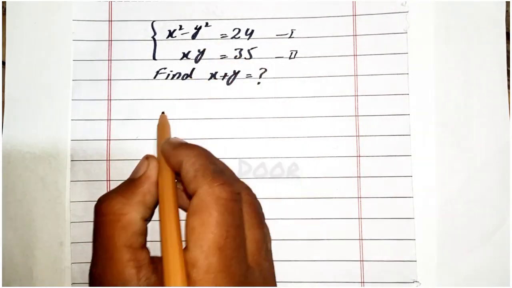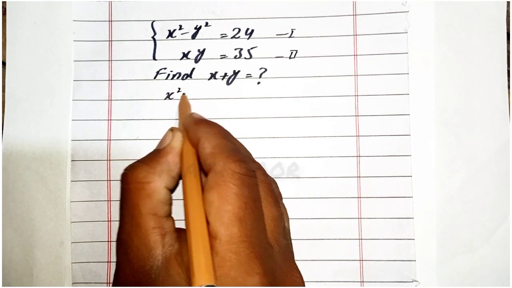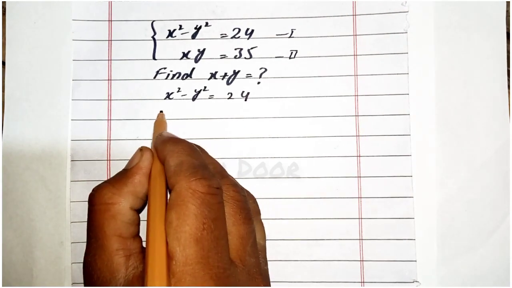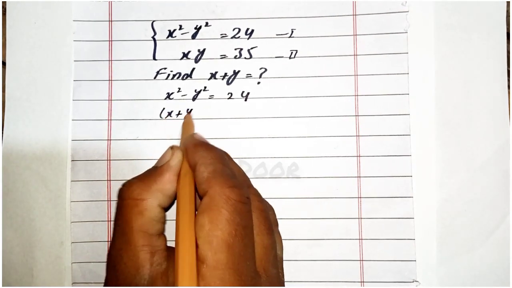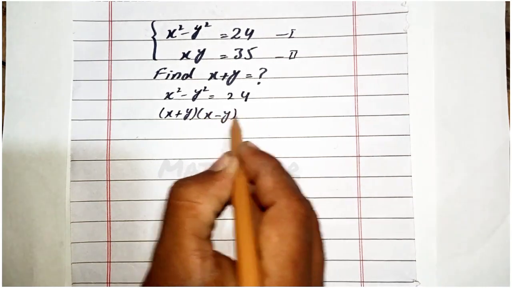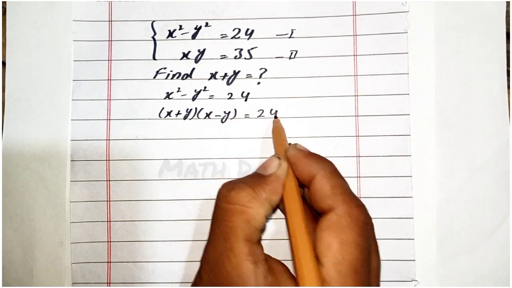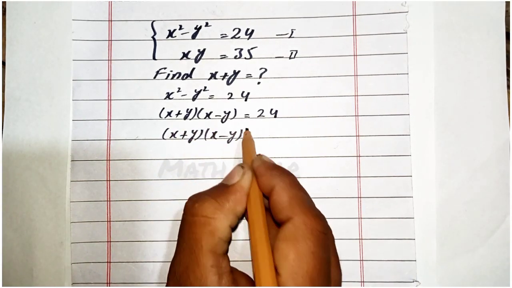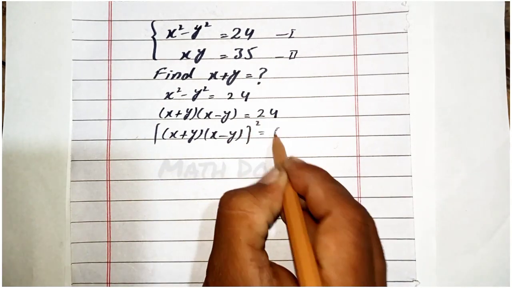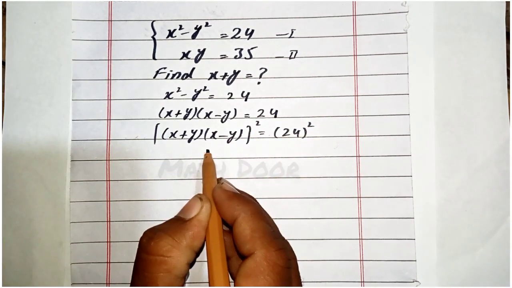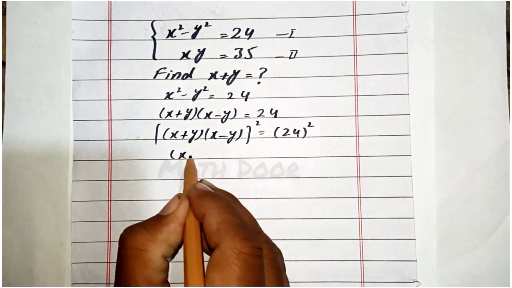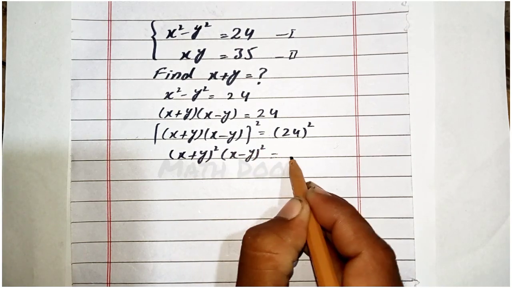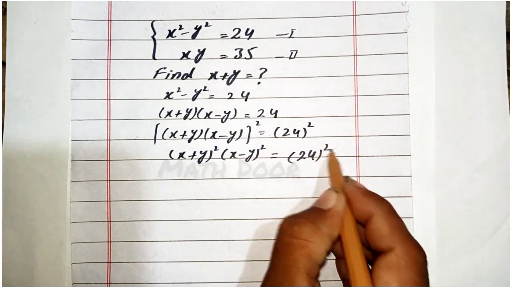First of all, using equation first, x square minus y square is equal to 24. We can write this as (x plus y)(x minus y) is equal to 24. Take a square on both sides here. Brackets square is equal to 24 square. We can write this as (x plus y) square (x minus y) square is equal to 24 square.